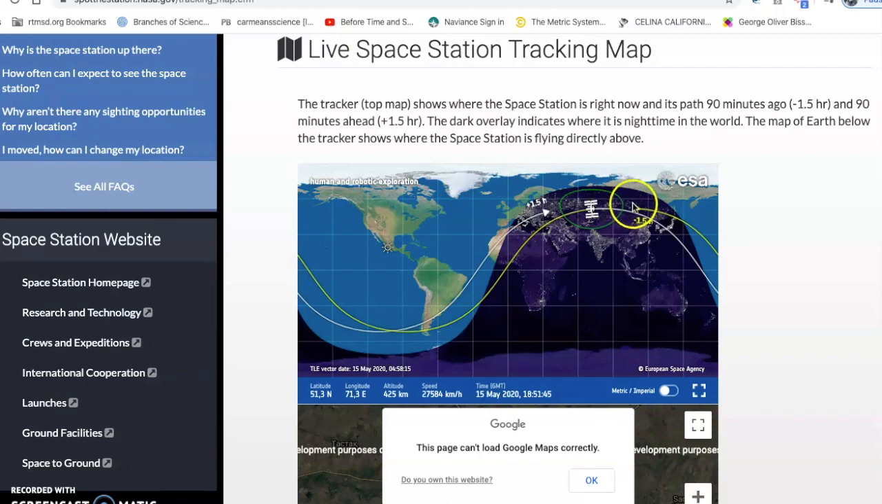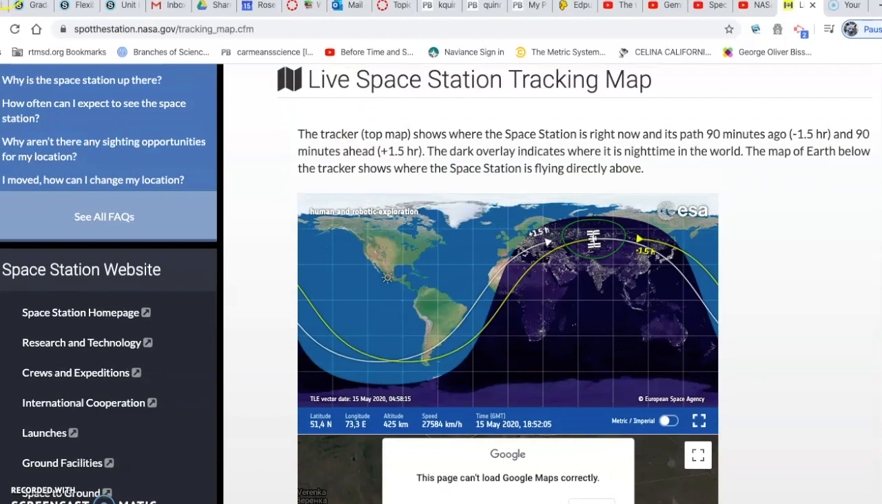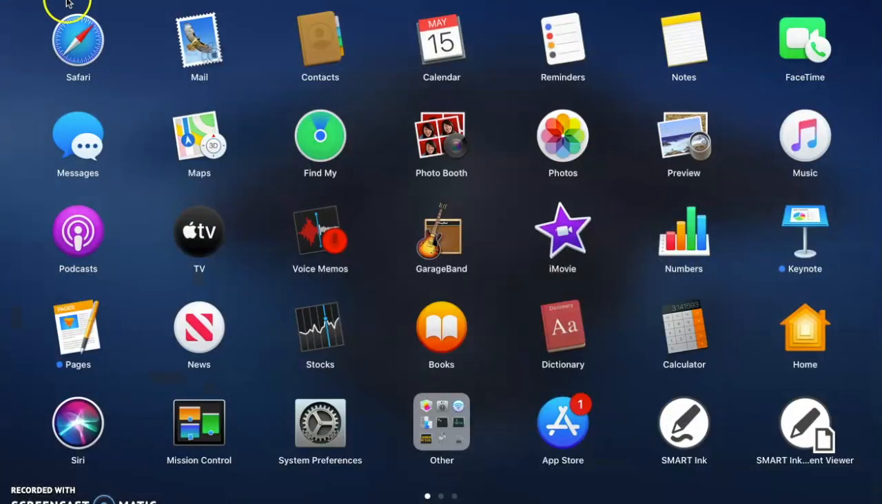So this is its pathway that it's flying, or its trajectory, and we can see where it will be in 90 minutes from now. So in roughly 90 minutes, it'll be back around the Earth, right around here. So like I said, the International Space Station orbits the Earth in the exosphere.